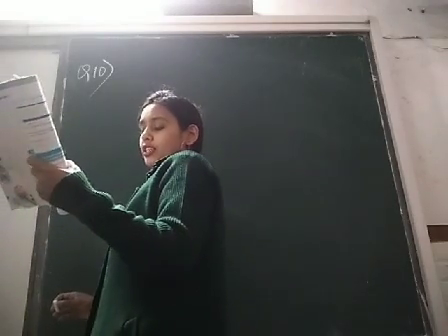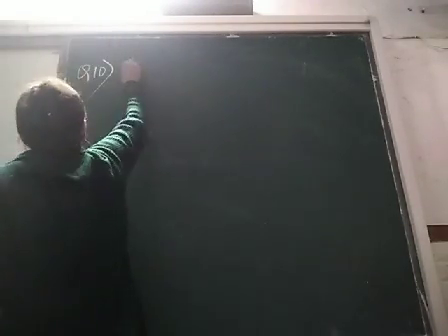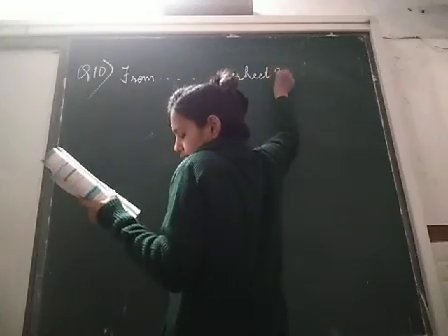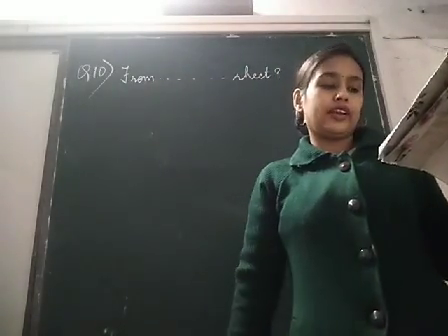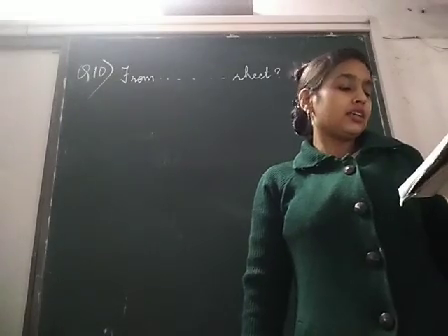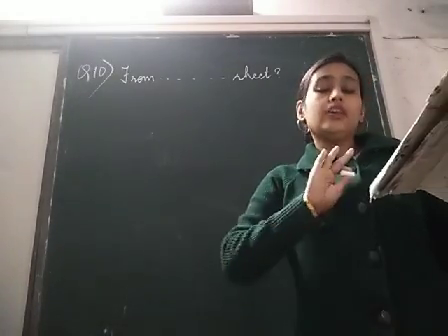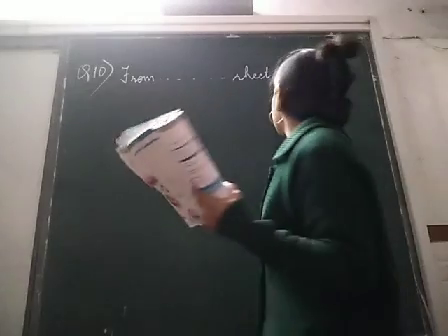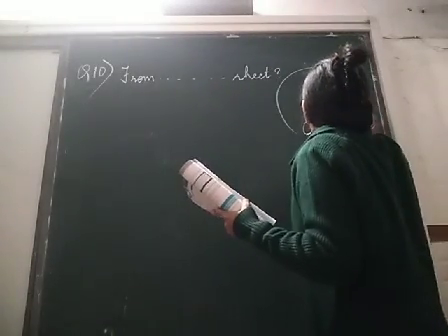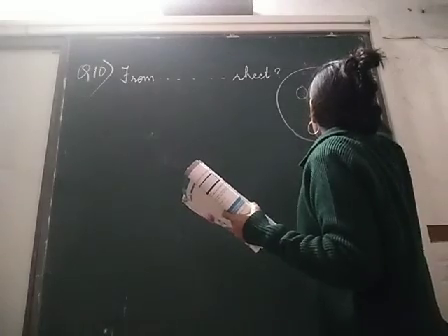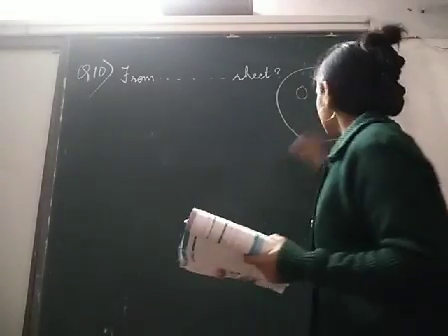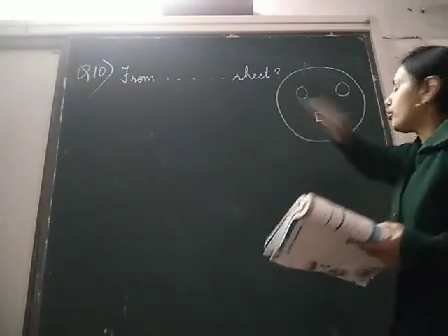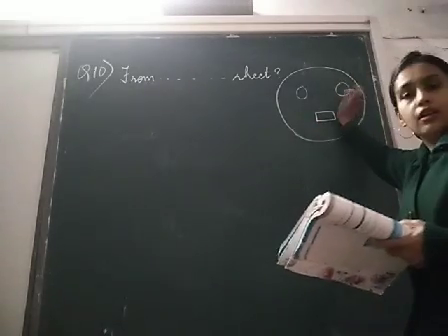From a circular card sheet of radius 14 centimeters, two circles of radius 3.5 centimeters and a rectangle of length 3 centimeters and breadth 1 centimeter are removed. So we have to find the area of the remaining sheet. You can see this diagram. This is the circle, the two circles of radius 3.5 centimeters, and this is the rectangle. These are removed from this circle. So we have to find out the leftover area.